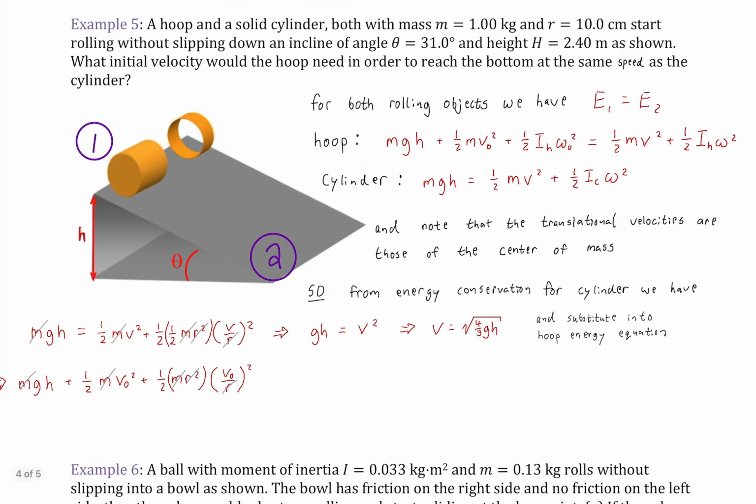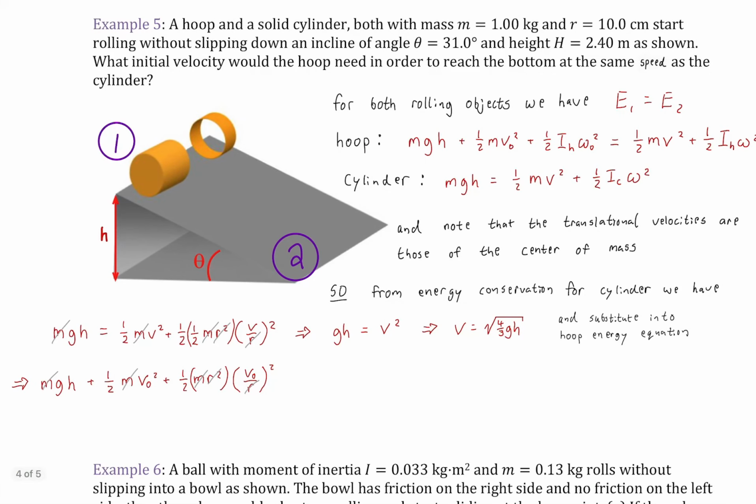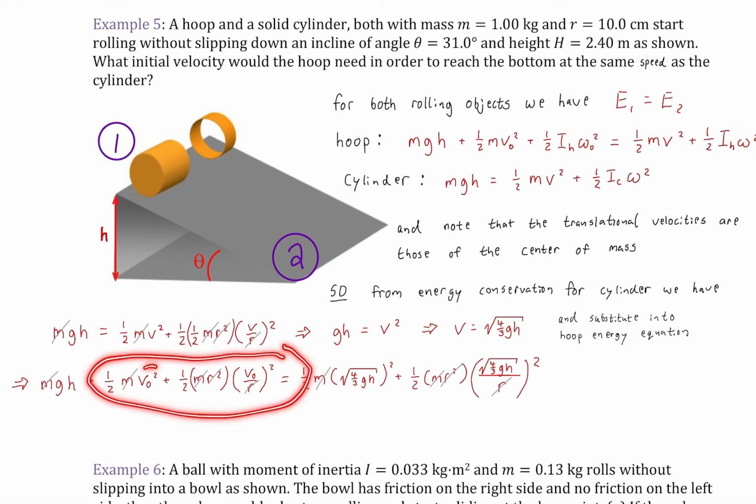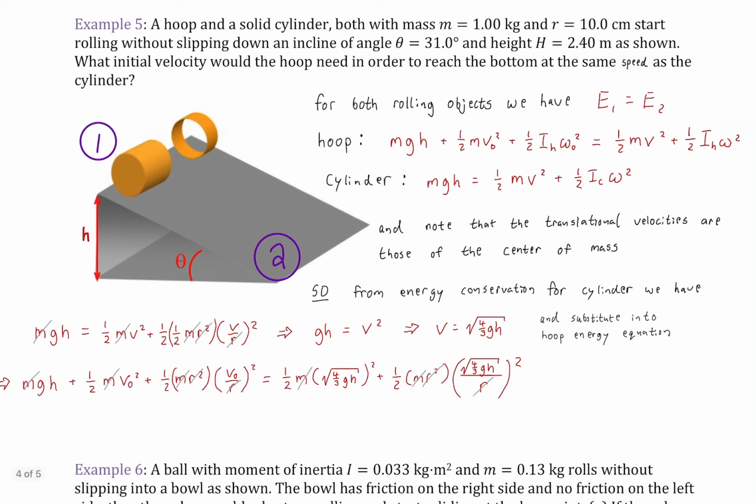So how do I do that? I'm going to rewrite the hoop energy equation. It's going to have 2 halves. This is the initial gravitational energy and the initial velocity of the hoop, because after all, that's what we're going to solve for. We're going to solve for v naught. And then I'm replacing the final velocity of the hoop with what I found from the cylinder energy equation. So I replace the v with the square root of 4/3 times gh, but I'm going to square it, so the square root's going to cancel out.